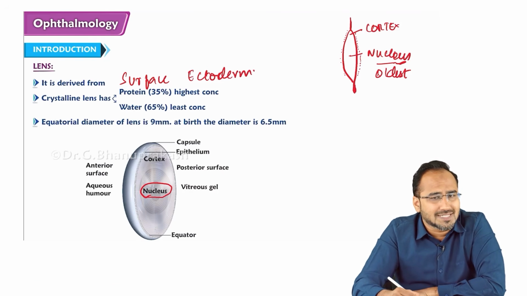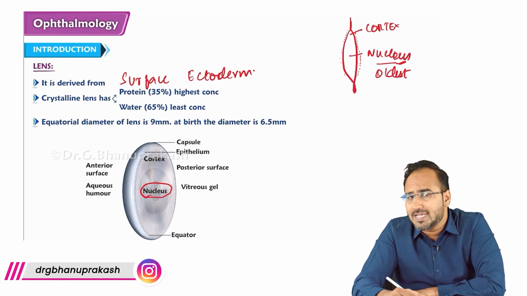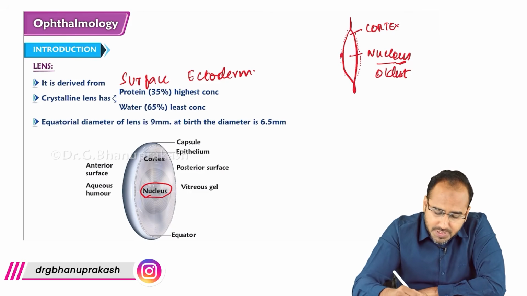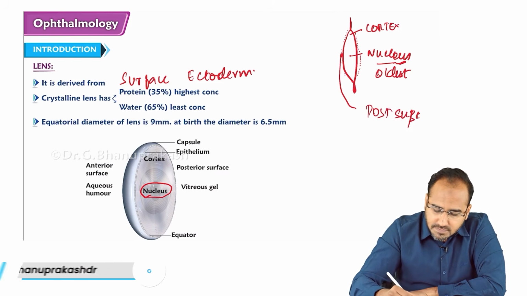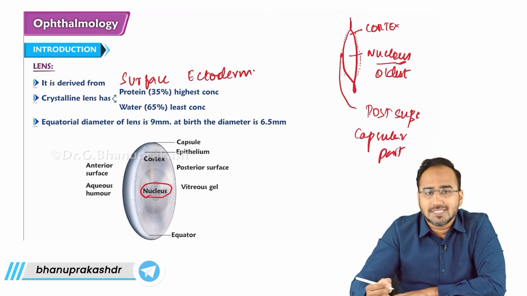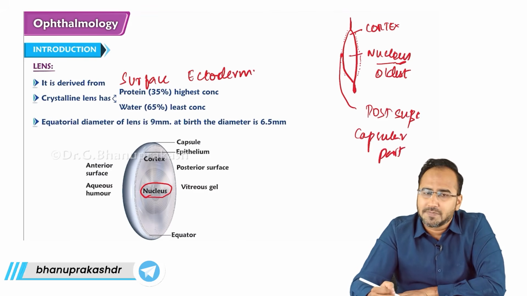There have been questions asking you about which is the thinnest part of the lens, from where the lens can easily rupture. The thinnest part of the lens is the posterior subcapsular part, where the lens can easily rupture.